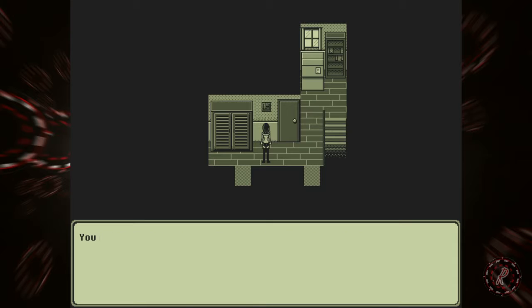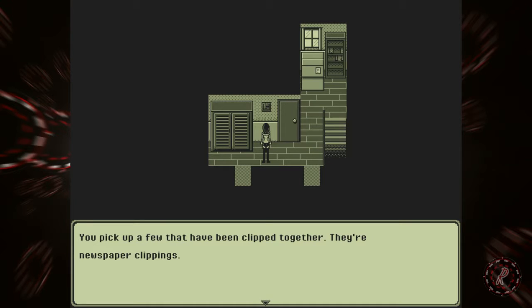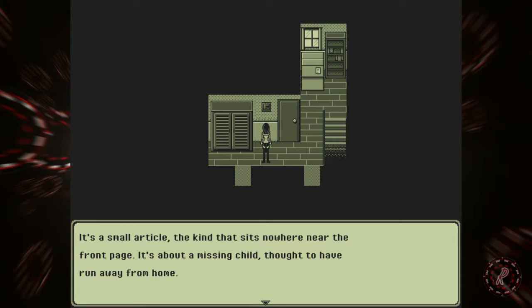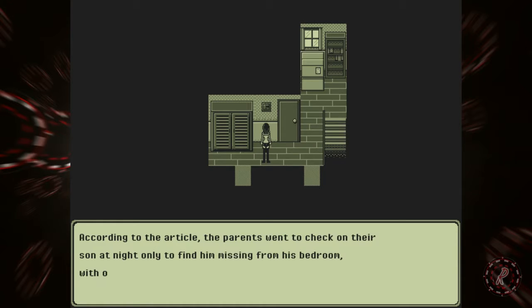There isn't much inside except a few scattered papers. You pick up a few that have been clipped together. They're newspaper clippings. It's a small article, the kind that sits nowhere near the front page. It's about a missing child thought to have run away from home. According to the article, the parents went to check on their son at night, only to find him missing from his bedroom, with only the bedroom window left open.